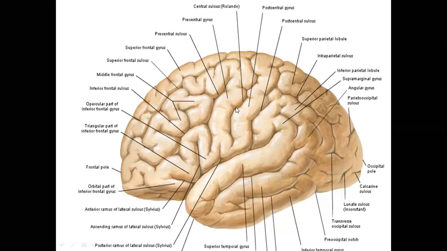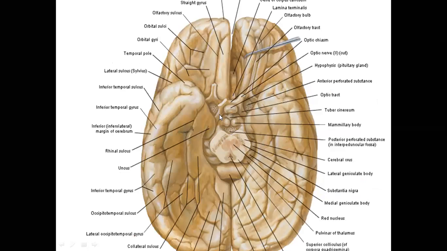Now you can see this is the inferior surface. The inferior surface is further divided into the orbital surface anteriorly and the occipital surface posteriorly. On the orbital surface, this is the olfactory sulcus. There lies the olfactory nerve in a sulcus, and this sulcus is the olfactory sulcus. Lateral to the olfactory sulcus, you have the H-shaped sulcus. If you can make out, this is the H-shaped sulcus on the orbital surface.